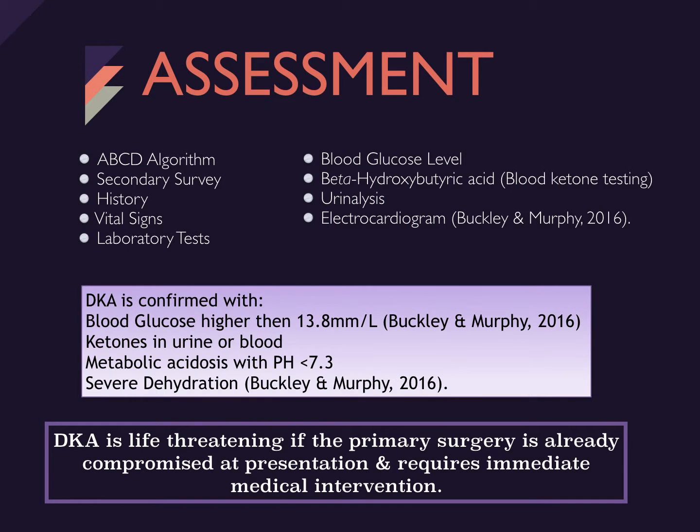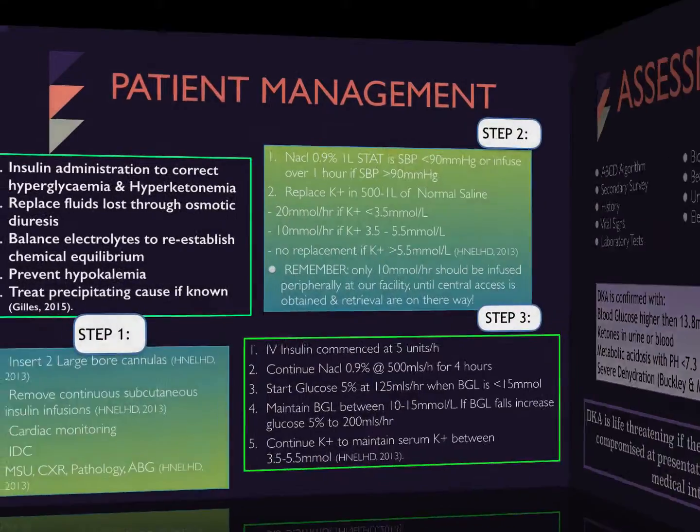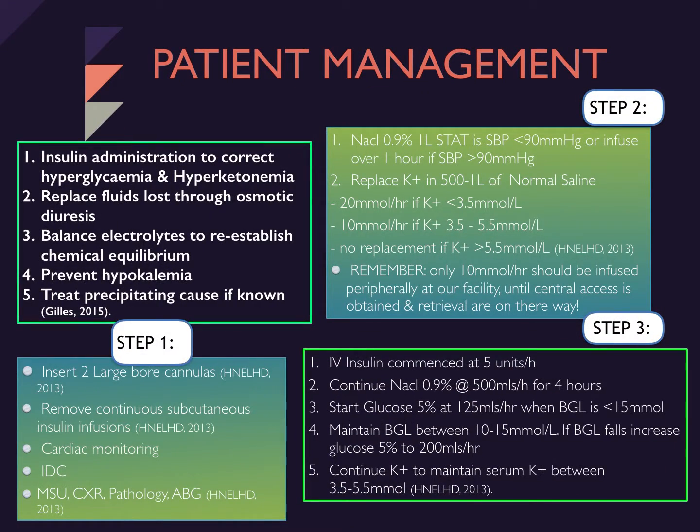And if we just go back there, you can see that DKA is confirmed with a blood glucose higher than 13.8, ketones in urine and blood, and metabolic acidosis with a pH less than 7.3 with severe dehydration. Gill described basic treatment for DKA as insulin replacement to correct hyperglycemia and hyperketonemia, volume replacement by intravenous fluids, electrolyte replacement, and to treat the precipitating cause.